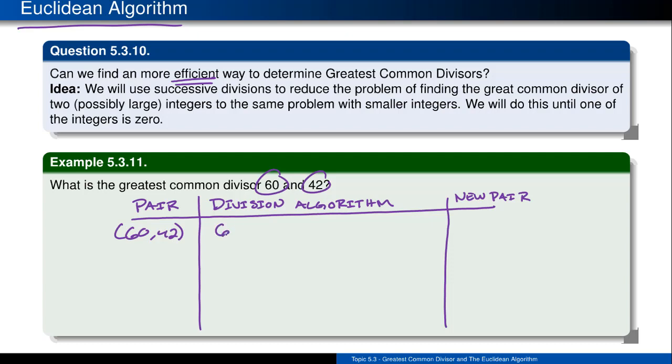So in this case, I'm going to have 60, and I know that 42 is going to go into 60 one time, and I'm going to be left with a remainder of 18. So in this case, I know that 60 modulo 42 is simply going to kick out an 18.